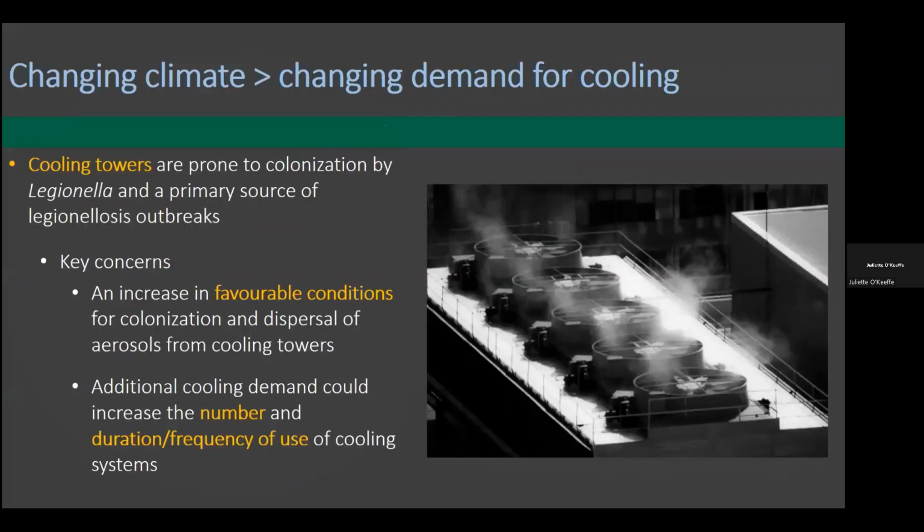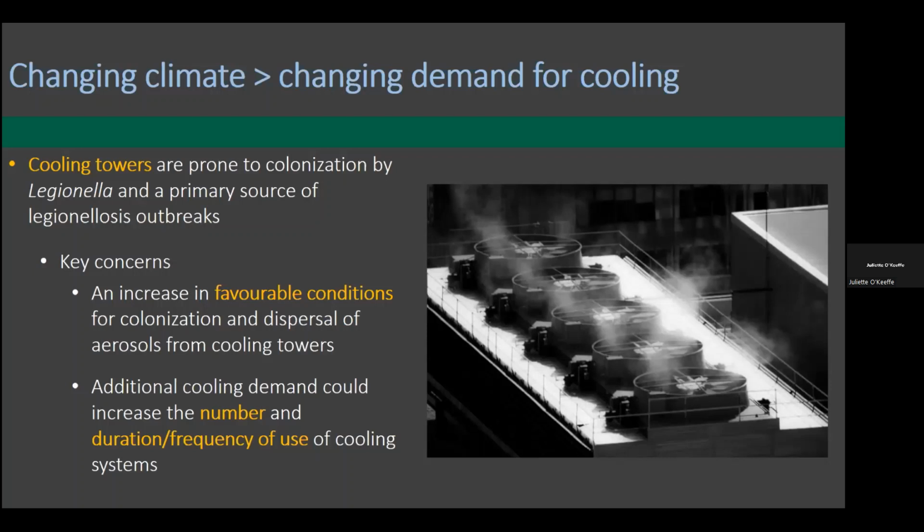Moving on to how these human factors and built environment factors could affect our exposures to opportunistic pathogens. We know that cooling towers especially are prone to colonization by Legionella, and they are a primary source of Legionellosis outbreaks. Our key concern there is that with wind-blown debris and with warming, there's an increase in favorable conditions for colonization of these systems, and also for dispersal of aerosols from cooling towers.